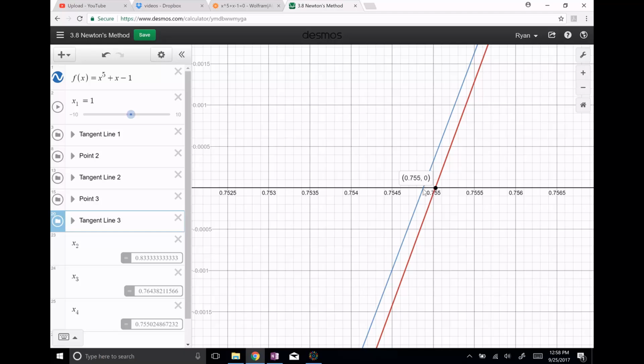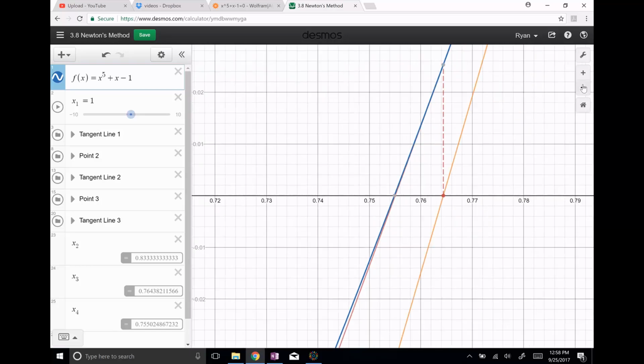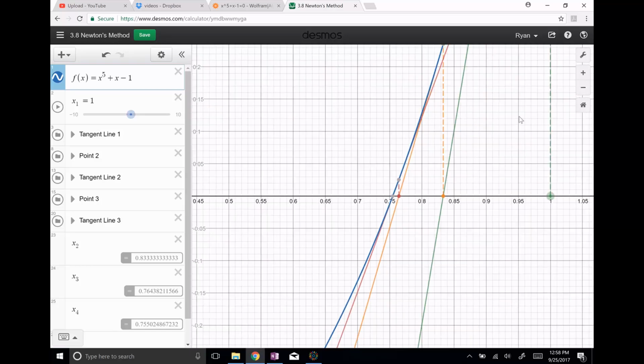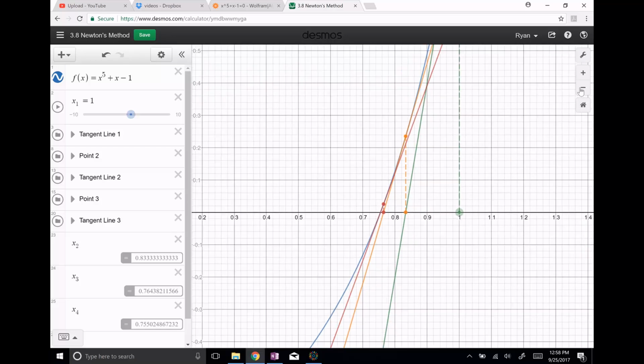So if I go ahead and click here, this is 0.755. And actually, if I click over here, it should tell me the actual 0.7549. So very, very close indeed. So by using the tangent lines, in this case only 3 tangent lines is what it took, we can get a fairly accurate estimate for where the function itself crosses the x-axis. Or another way to say that is when the function is equal to 0.